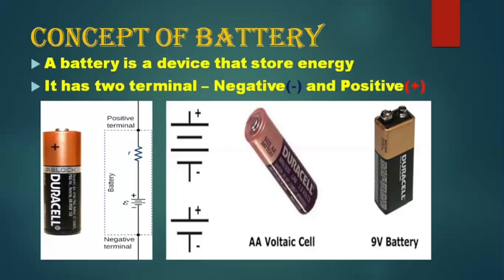For the symbol, the small horizontal line is your negative and the long horizontal line is your positive. So on the right side image, the below symbol is the symbol of your cell and the upper one is the symbol of your battery, in which we have multiple small and bigger lines.